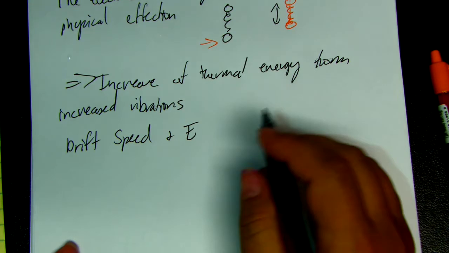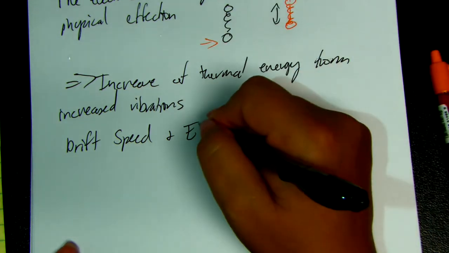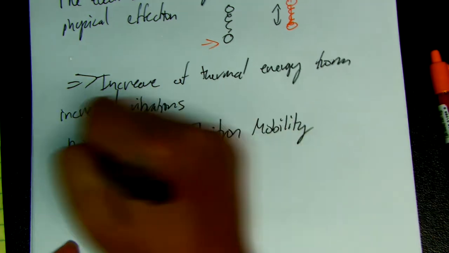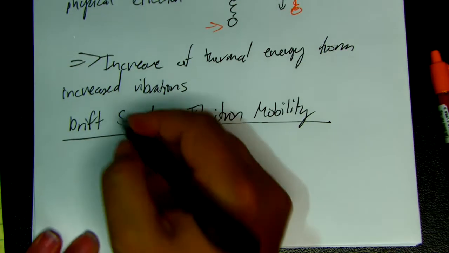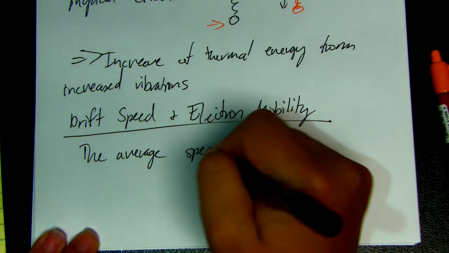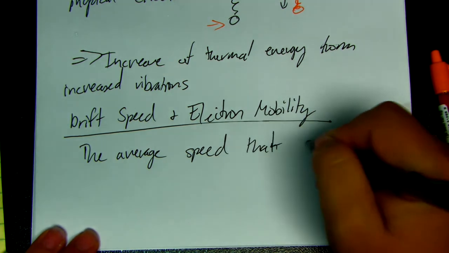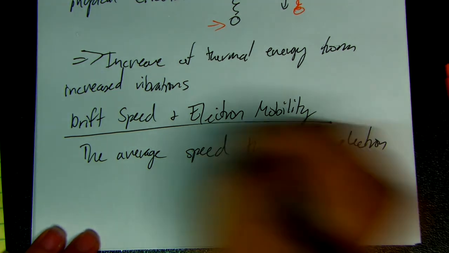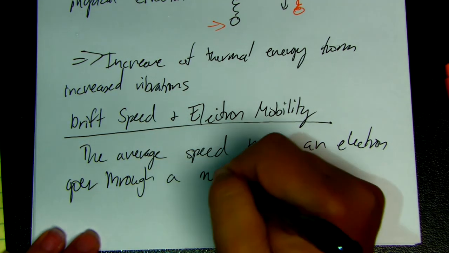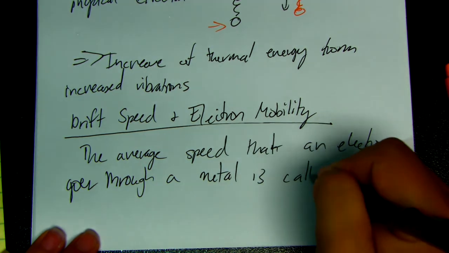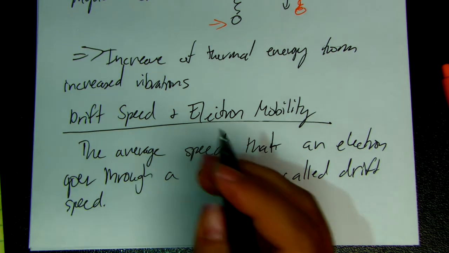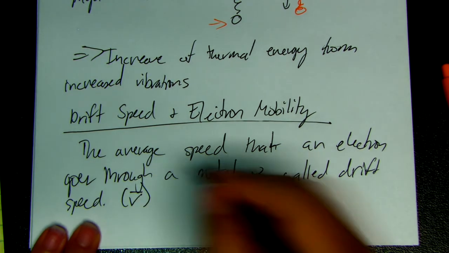Okay, so let's look a little bit more at this drift speed. That's that v bar, and how electrons move through materials. So the average speed that an electron goes through a metal is called drift speed. And that's that v bar.